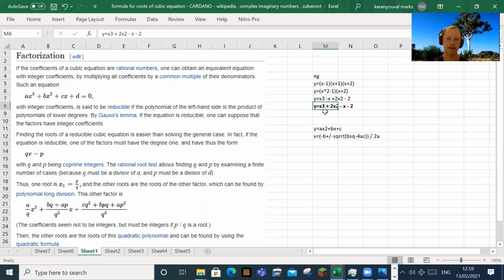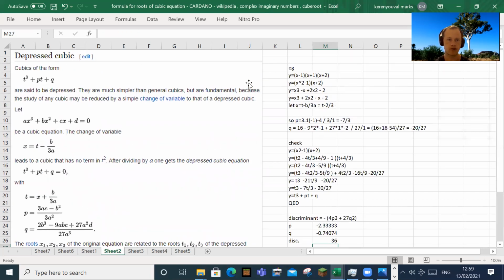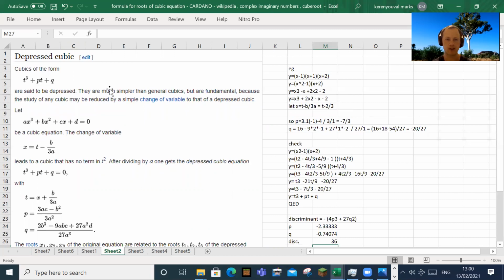And the first thing before you use Cardano's formula, you've got to do a process called getting a depressed cubic. Okay, a depressed cubic is not a sad cubic. A depressed cubic is simply a cubic that is in this form here. So it's got no squared term, and the coefficient of the t cubed is 1. So they've given you on Wikipedia, they've already worked it out for you, a simple way to convert it. You just say, if that's your original equation, then x equals t minus b over 3a. And it's all so simple because of Wikipedia.